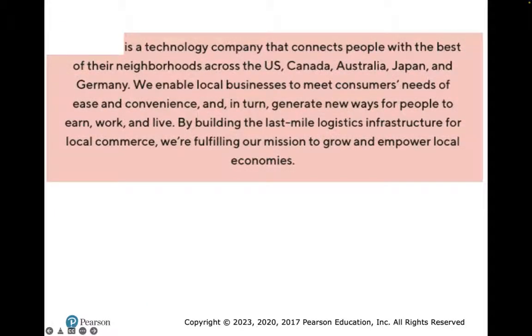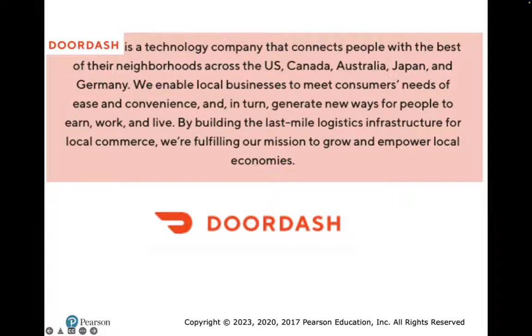And finally, we have another mission statement. It's a little bit longer, so you might need to pause the video for a moment. But again, think about this mission statement. We have a tech company here, okay? And again, why does it exist? What is the purpose of this existence? Well, we see it in the mission statement. And if you guessed DoorDash, you're correct. This is why DoorDash exists. We want to connect companies, neighborhoods together. Okay, so those are some examples of some mission statements.